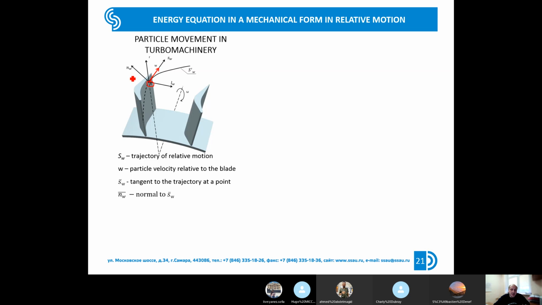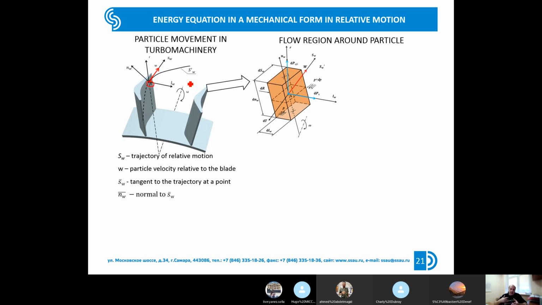So we will take a part of the space around the point A, which will look like a brick. Its sizes are dl, dn, and ds, and we extract this brick. Because we don't want to change everything, we replace the action of the environment by the action of forces.